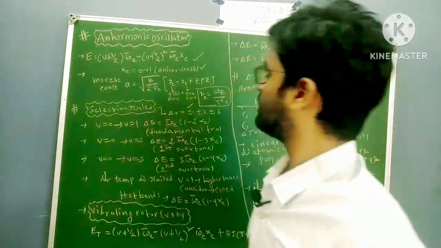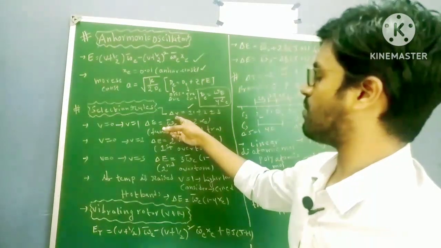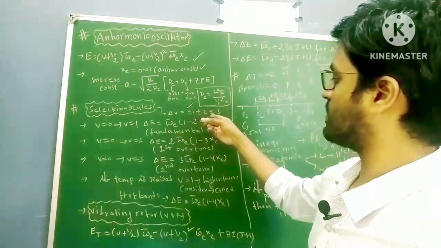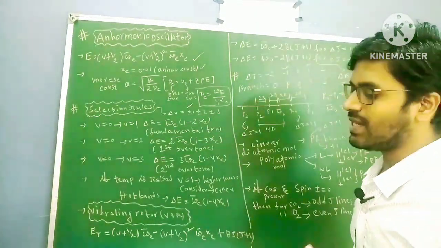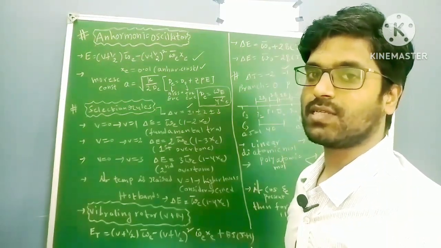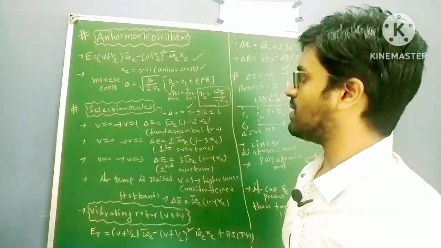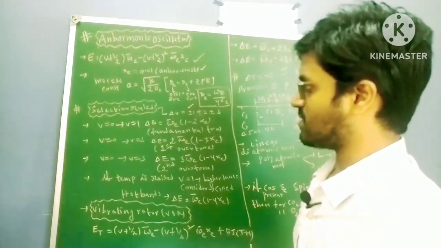Next, selection rules for this anharmonic oscillator. Generally selection rules for anharmonic oscillator is delta V equal to plus or minus 1, plus or minus 2, plus or minus 3, but you can ignore next levels. That means plus or minus 2, plus or minus 3 intensity is very very small, so that you can ignore plus or minus 2, plus or minus 3. So you can represent delta V equal to plus or minus 1 only as a selection rule.